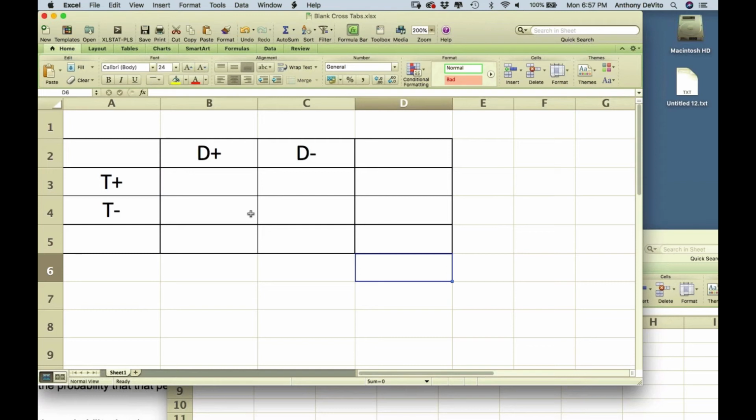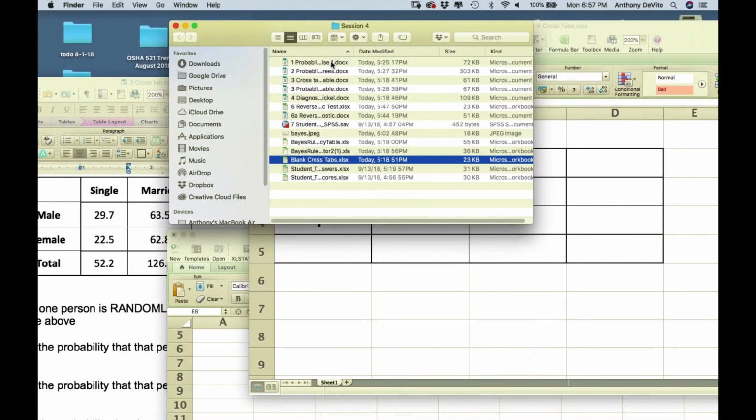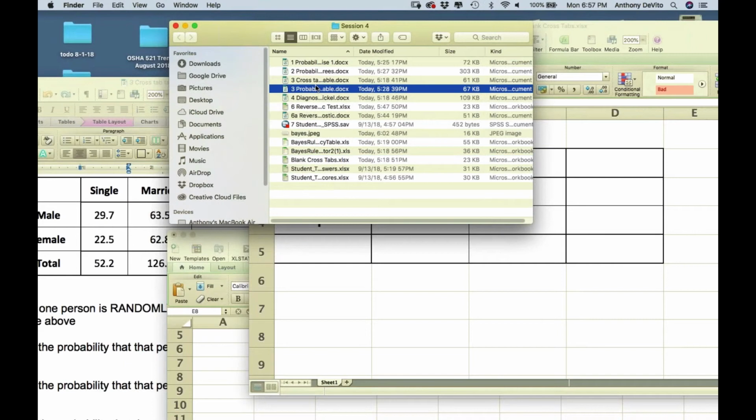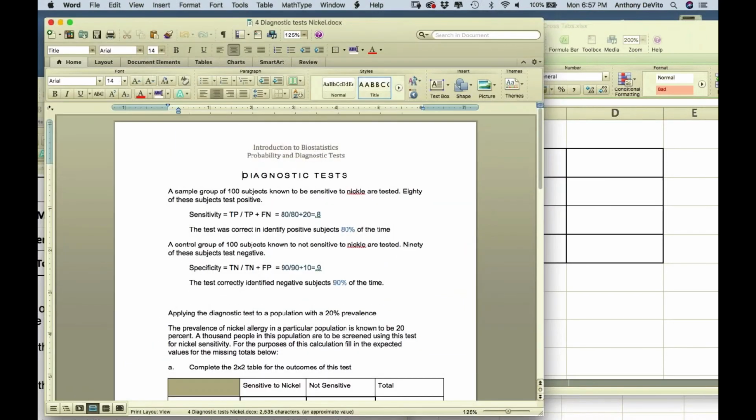Just make up a box that is a 4x4 table with a header on top that says D plus and D minus and T plus and T minus. And then these other boxes around it are going to be for totals and things like that. So I think I have a document in here on Blackboard called Diagnostic Test. Next one, number 4, is Diagnostic Test nickel.